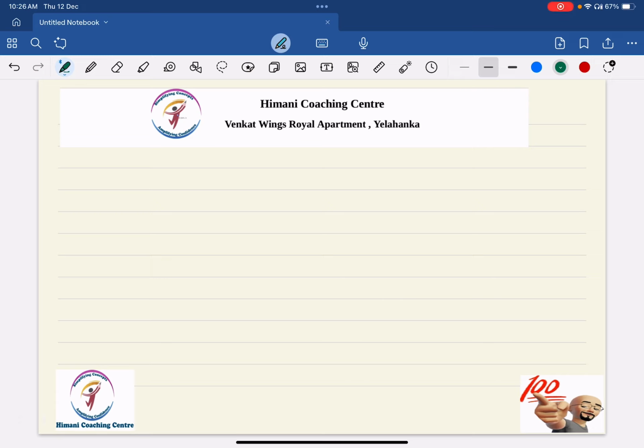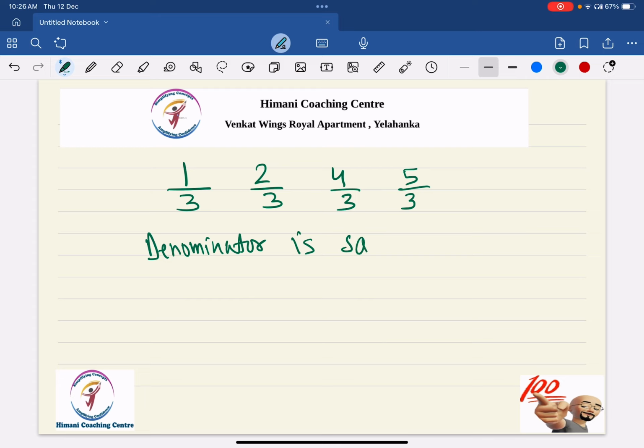So when we talk about fractions, so if I give you a fraction like 1 by 3, 2 by 3, 4 by 3, 5 by 3, so what will you observe here? In all these fractions, denominator is same. So when in a fraction, if we have number of fractions and the denominator is same, those fractions are called like fractions. What are they called? Like fractions. So if the denominator is same, they are called like fractions.